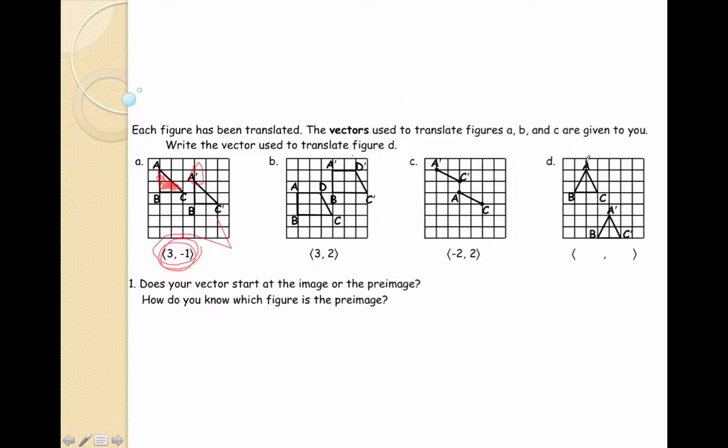So what did we do? We start with A, we land at A prime. So to get from one to the other, we would follow this path. So to the right 2, and then down 4. So 2, negative 4. Positive 2 because we went to the right, negative 4 because we went down.